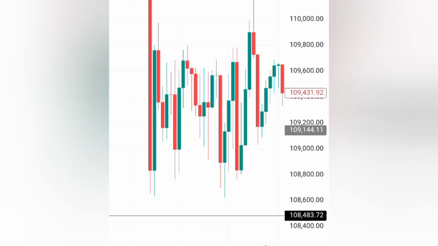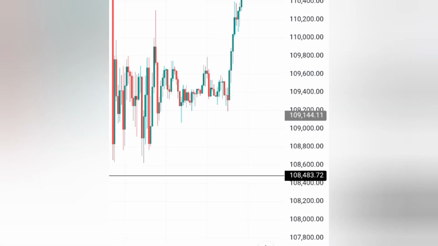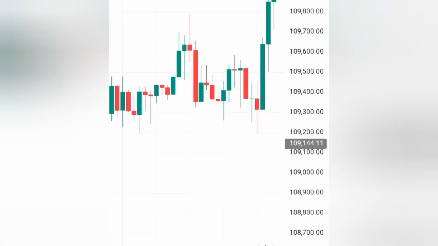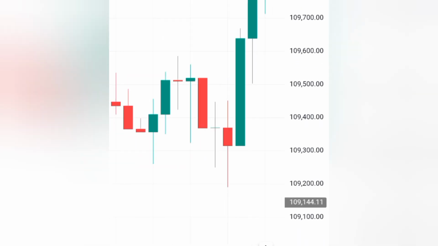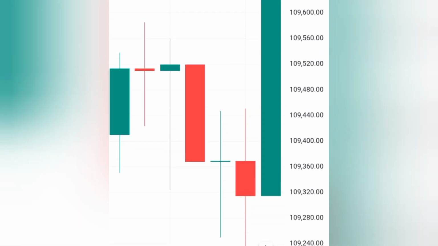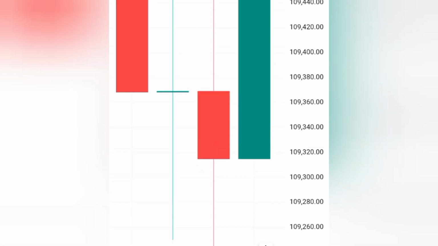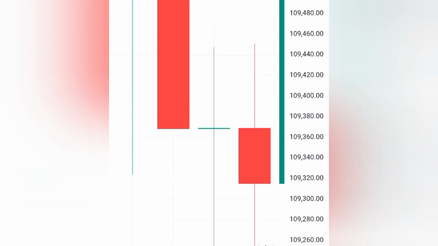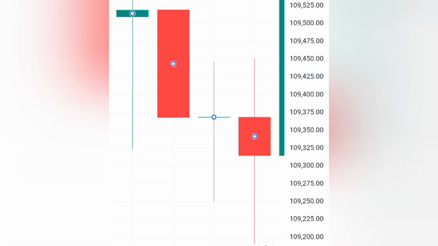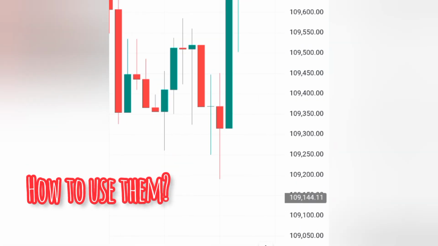Okay, so now let me show you another example of the Doji candle. Doji candles are really very, very good near support and resistance. Can you see that green candle? This one is a very good example of a Doji because it has a small body and longer wicks, guys. So now let's see how to use them.